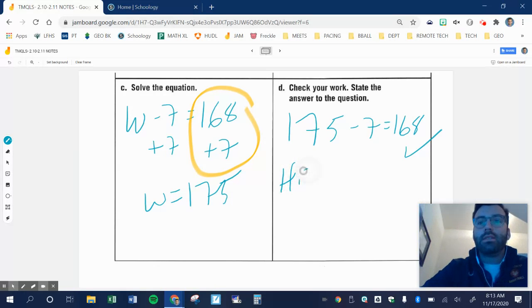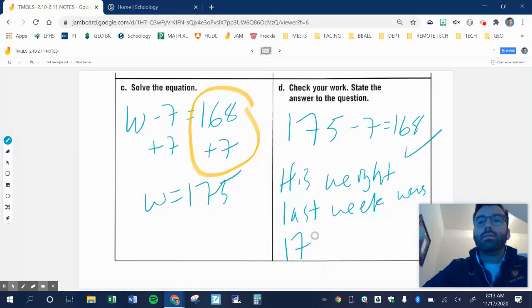His weight last week was 175 pounds. All right.